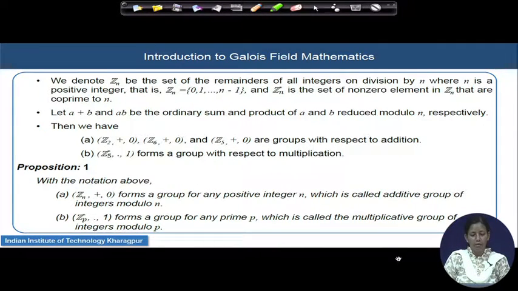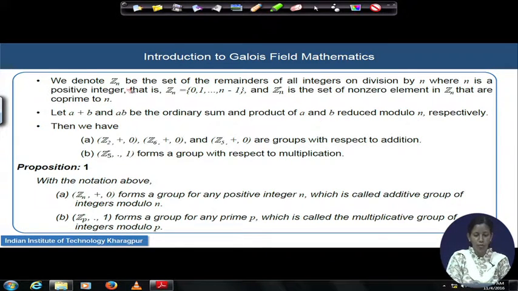Now, let us define Zn. Zn is the set of the remainders of all the integers of Z when divided by the number n. So, it is modulo n. Zn is the integers modulo n of Z, I should say, and then Zn star is the set of the non-zero elements which are coprime to n.